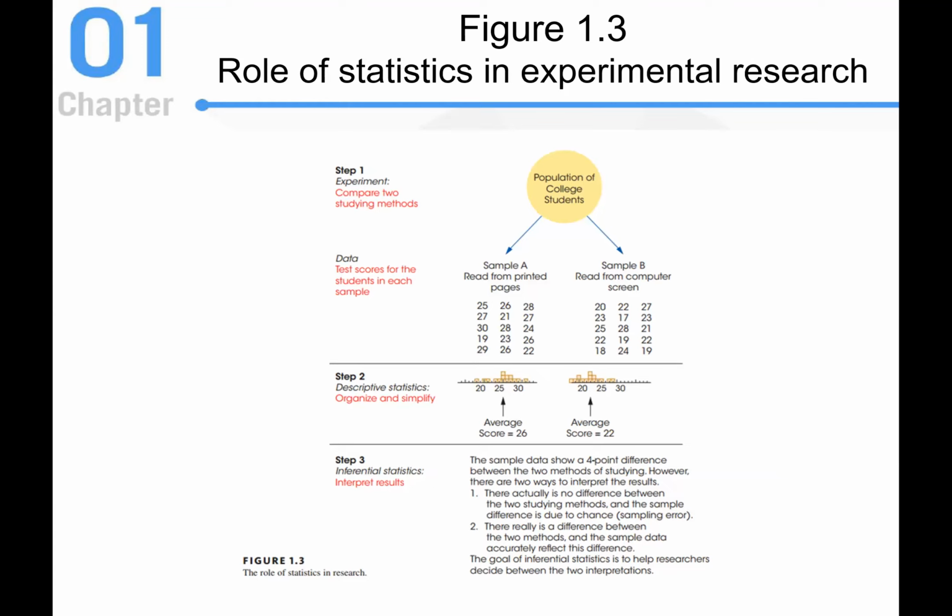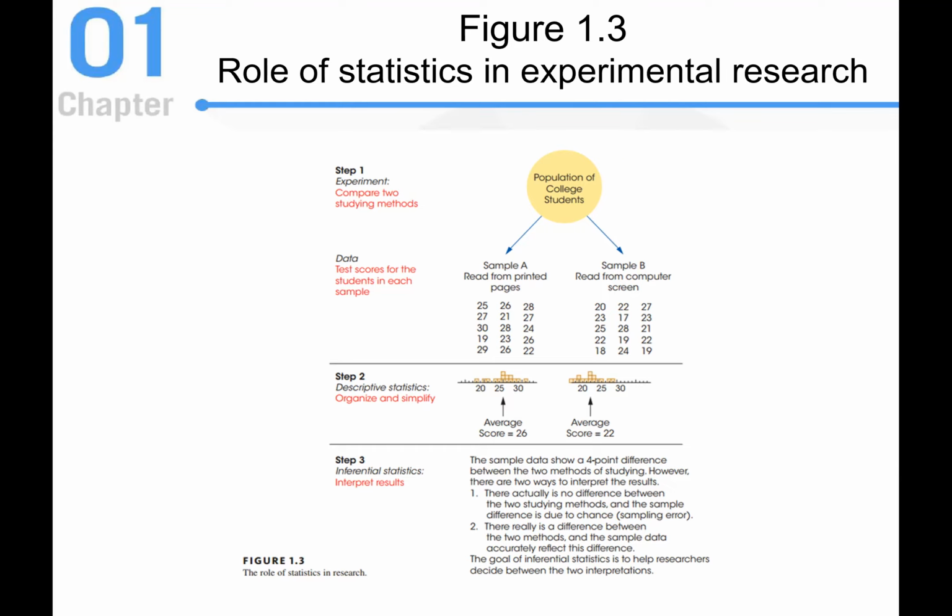So here is a breakdown of experimental research. As you can see, in step 1, we set up some kind of experiment. Let's say we're comparing 2 different study methods. In one sample, people are going to read from printed pages to study, and in the other sample, people are going to read from a computer screen. Those 2 samples came from the population of college students.